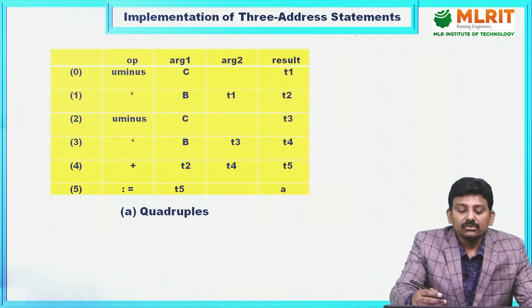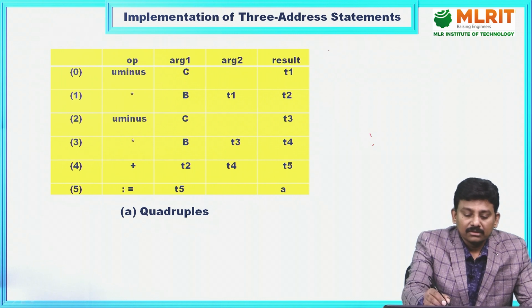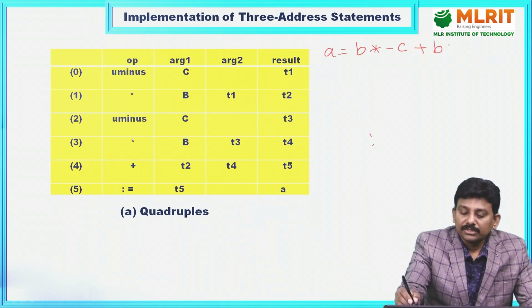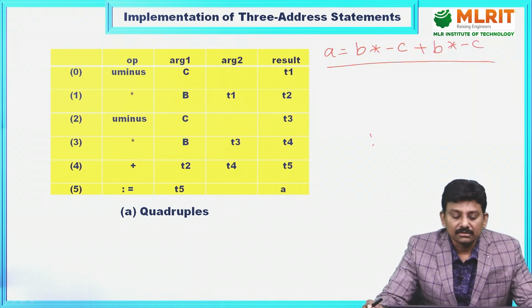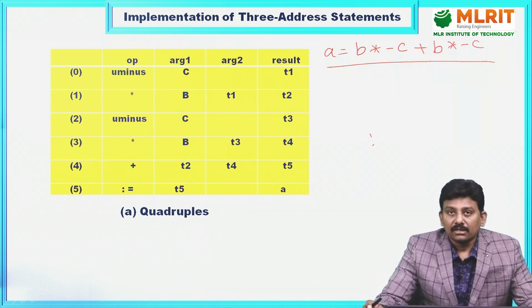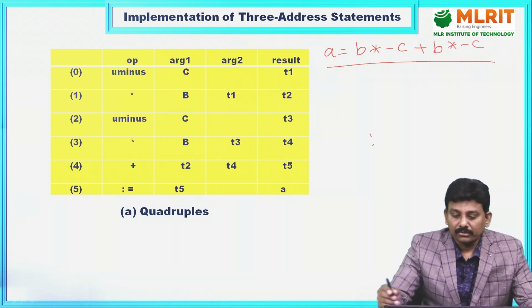Then how to implement a three address code by using quadruples? We will take an example. A = B * -C + B * -C. It's a given expression. Now we need to convert this expression to three address code before implementing the quadruple.